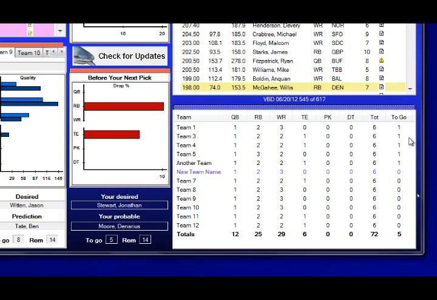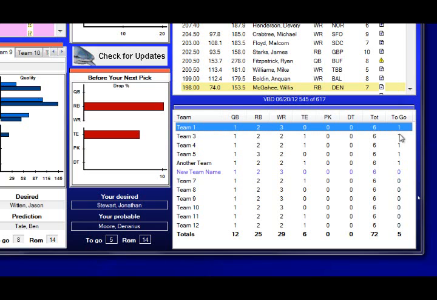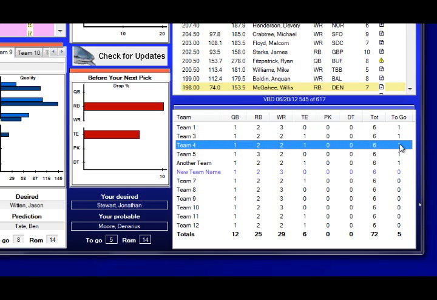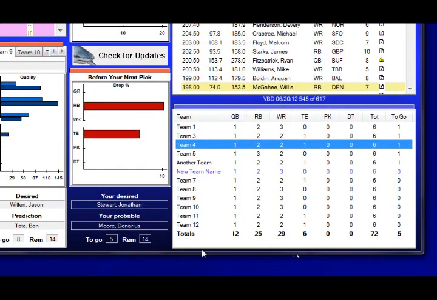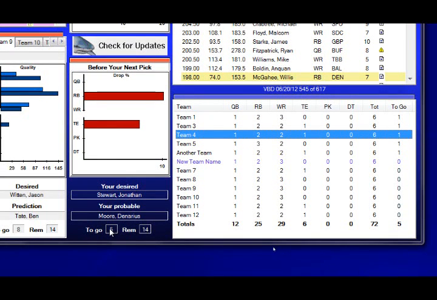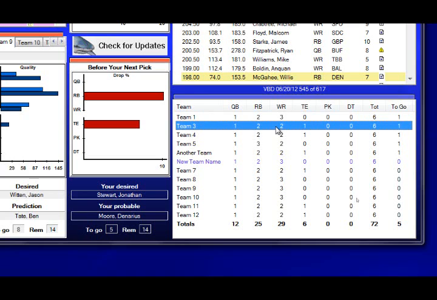I like this one because it shows me how many picks each team has to make before my next pick. So recall in the middle of the draft board we always see that there's 5 picks to go until we pick again, which you can see here at the total on the bottom. But I might want to know who are those people, because what players they've already drafted is going to have a bearing on who they're going to take.